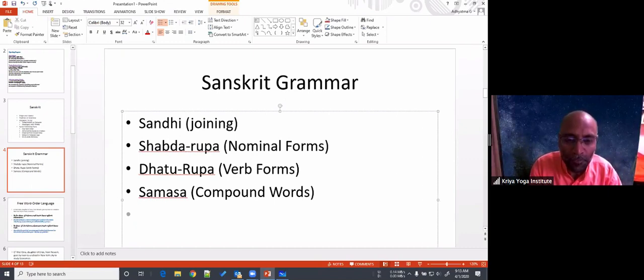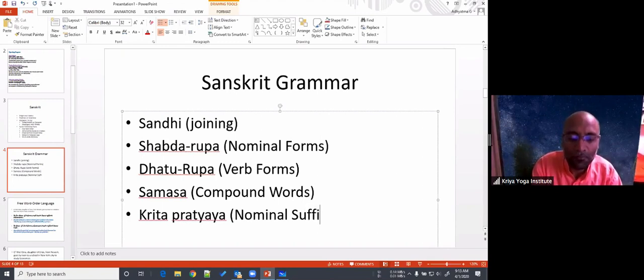Then another thing which we have is called suffixes. So suffix in Sanskrit is called krut. Pratyaya. Pratyaya is the suffix. Krut is a category of suffix. So these are called nominal suffixes, I would say here, first. Then there is another category of suffix.